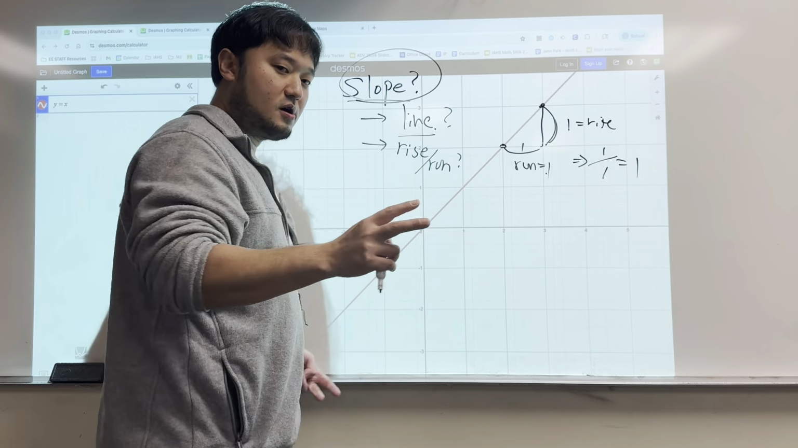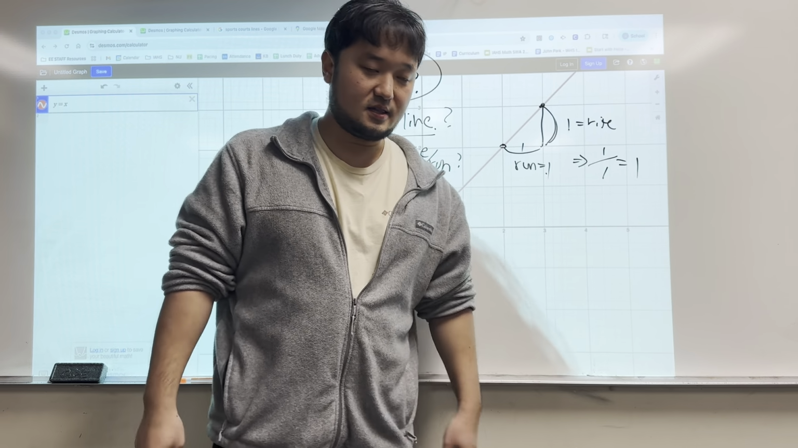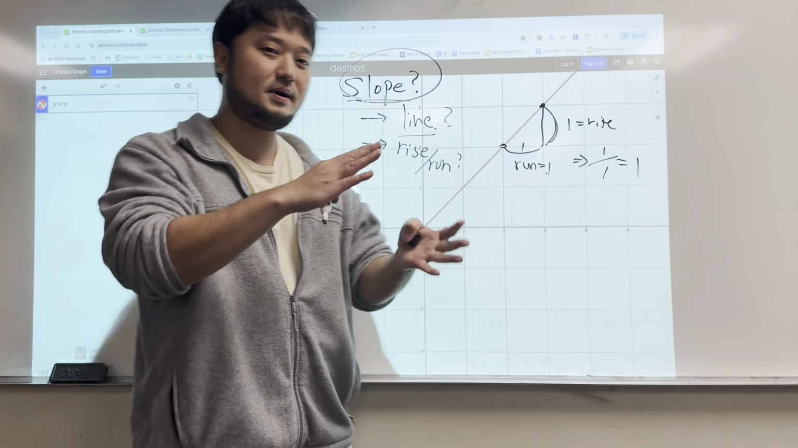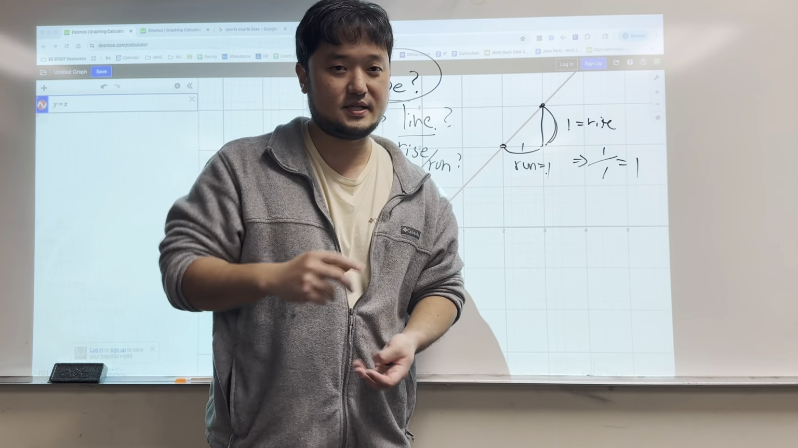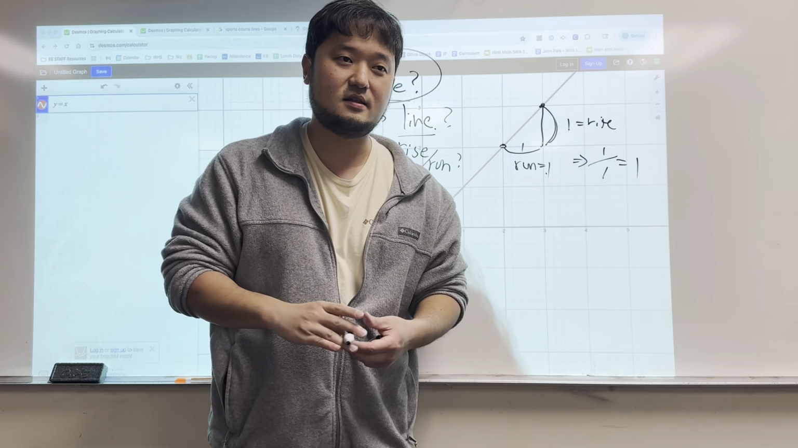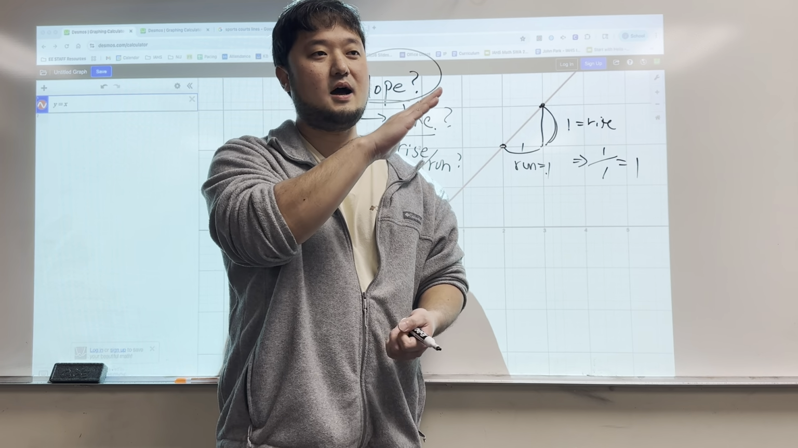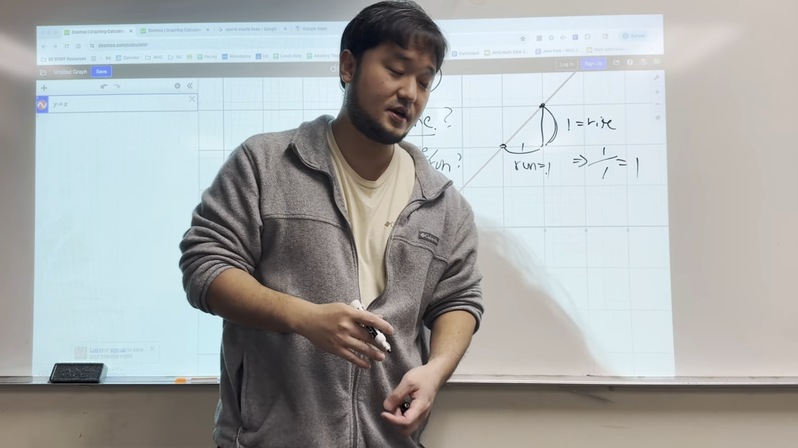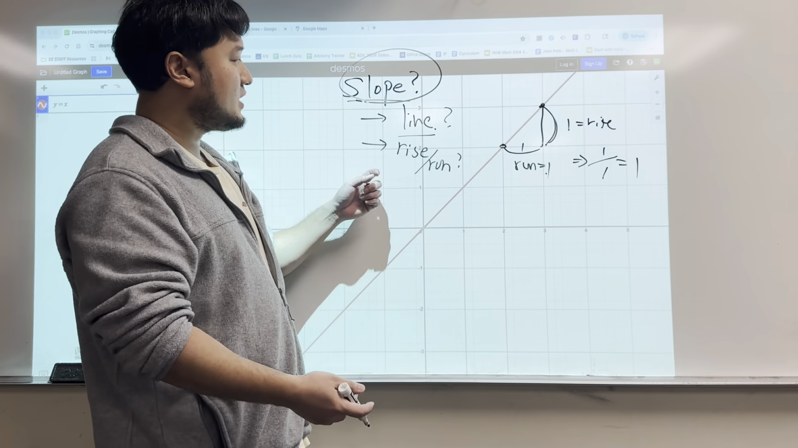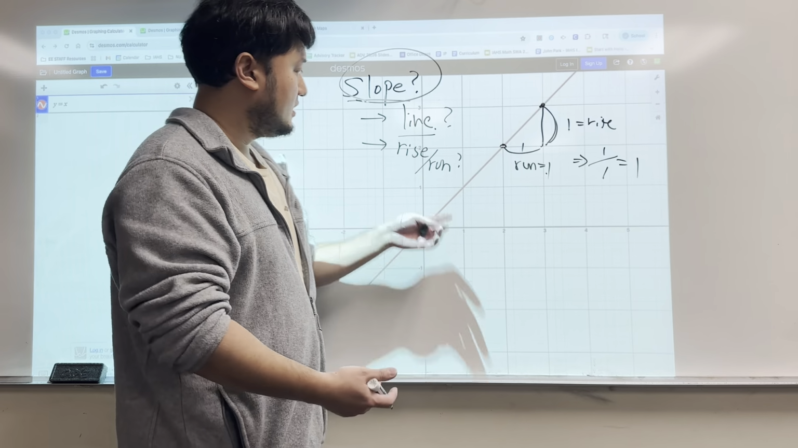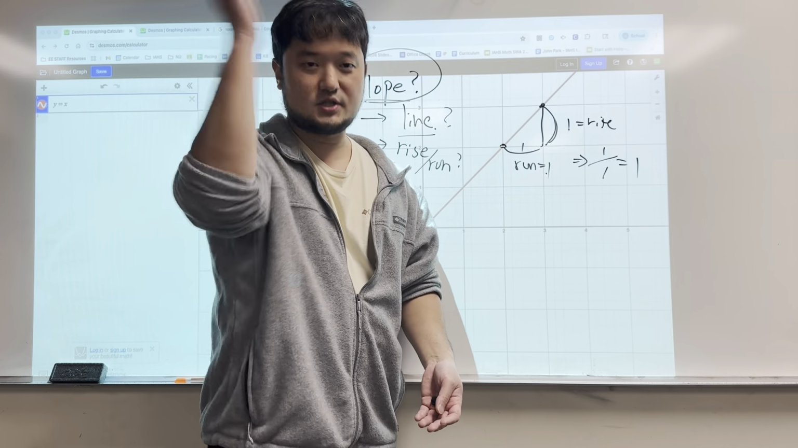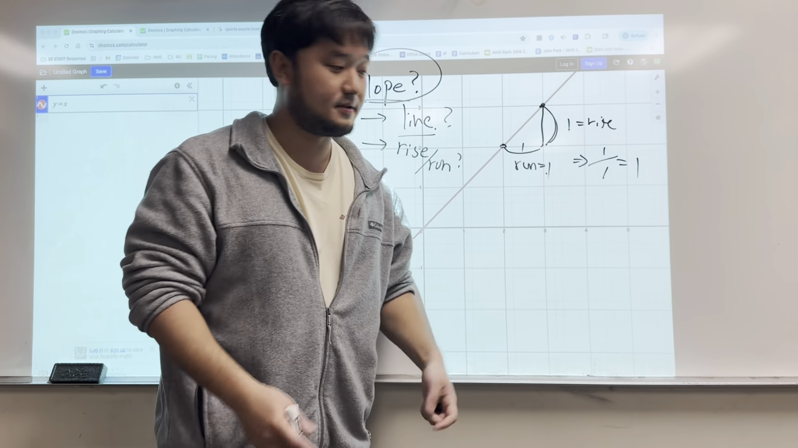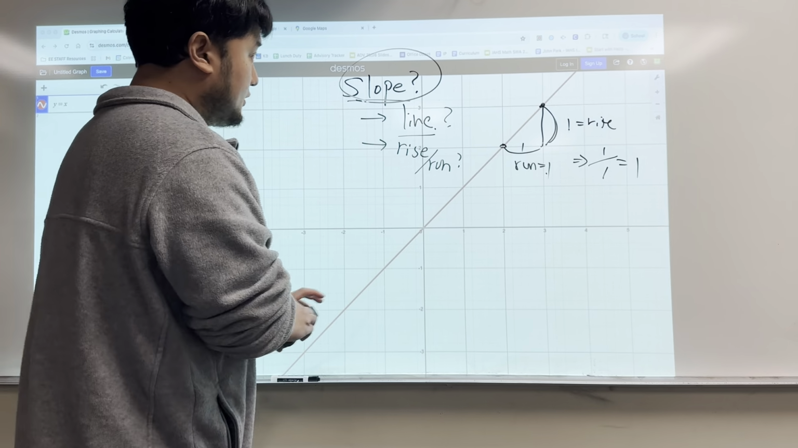But in words, in our daily language, we call slope how tilted your line is. What kind of angle does it have? How tilted is it, okay? So that will be your slope. And then we do have numerical values to determine how much it has tilted, which is basically governed by this equation, rise over run, okay? All right, so that was a quick review on the slope.